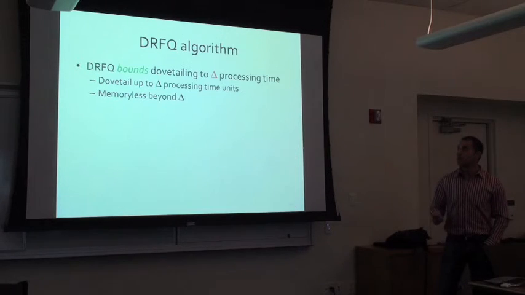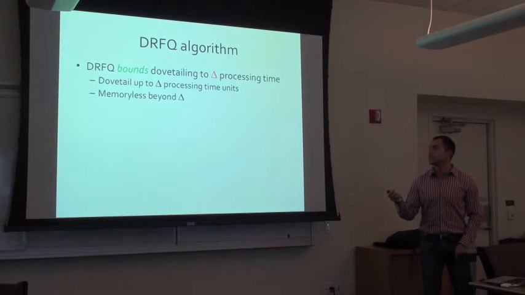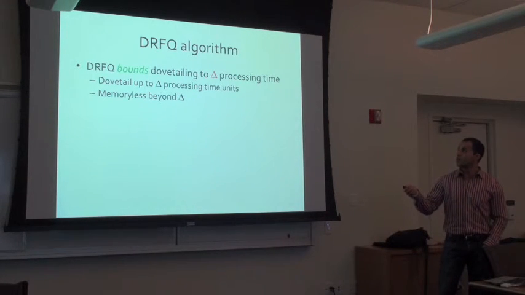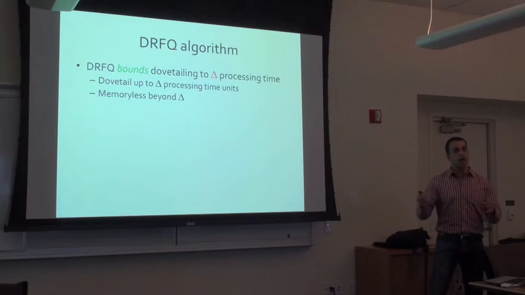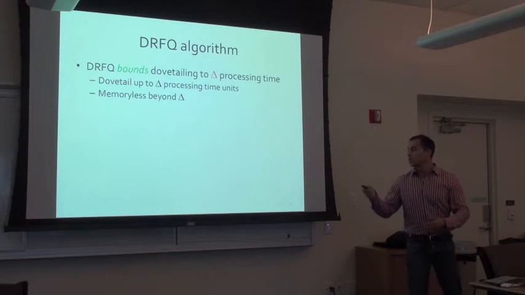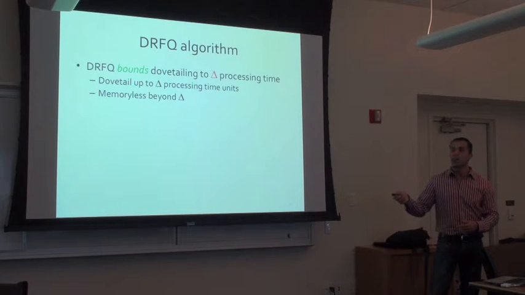Okay. So what is then the RFQ? The RFQ is simply that we bound the amount of dovetailing to delta processing time. So we dovetail up to delta processing time units. Up to that, this dovetailing is happening. Beyond this delta, we're just being memoryless. Okay? So that goes back to the thing that you said earlier, that we use a window sort of.